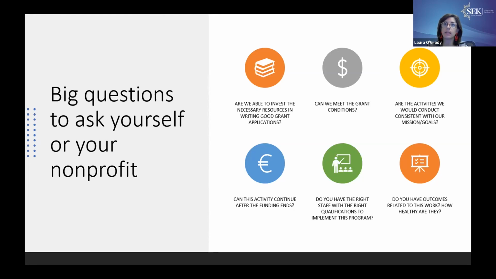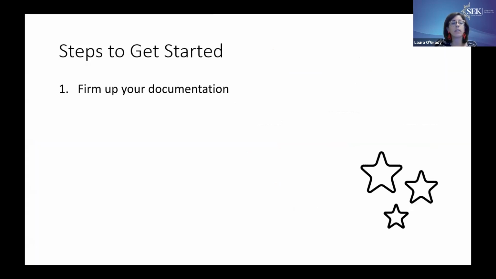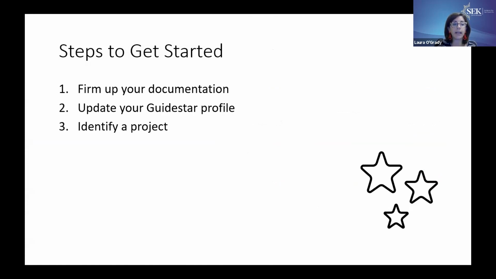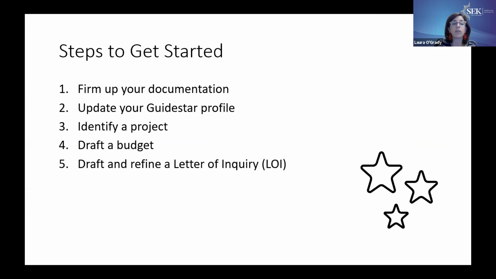What I mean by healthy outcomes is how deep are they? How much context do they give to the effectiveness of the program? As I said, the more data you can have on current impact and outcomes, the stronger your application will be. So some steps to get started: firm up your documentation and save it somewhere easily accessible. Update your GuideStar profile. Identify a project you want to get funding for. Draft a budget. Draft and refine a letter of inquiry, and that can be an ongoing process. Research grant makers that might qualify.